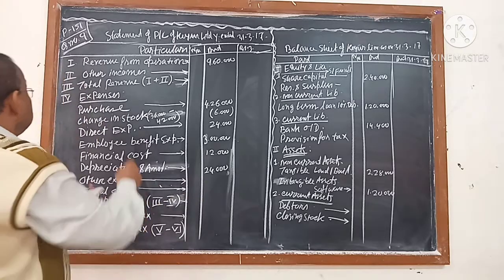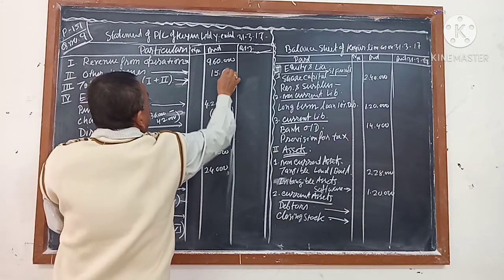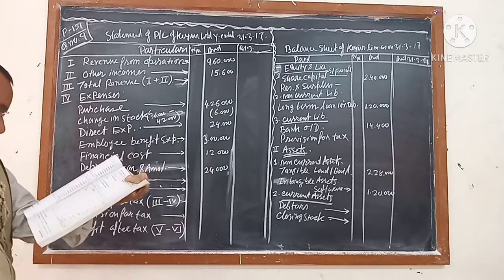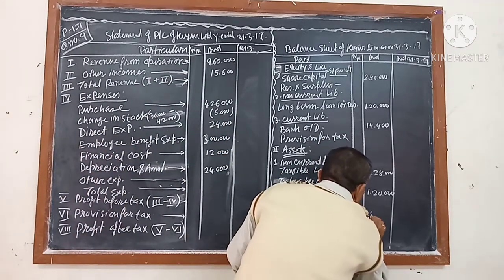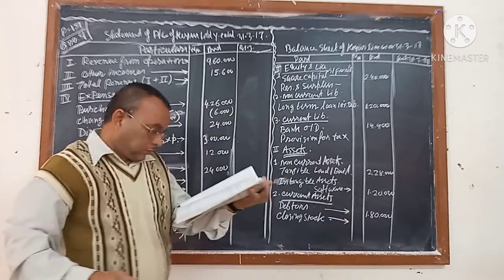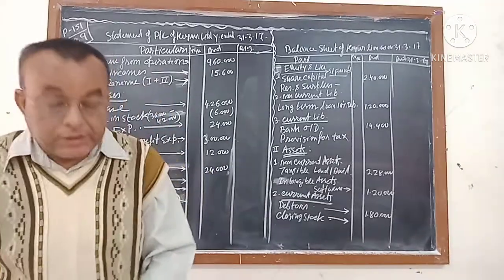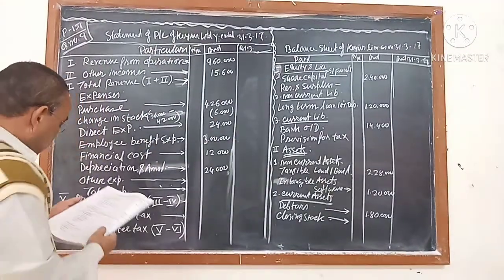15,600. This is your other income. 15,600 is the discount receipts. And debtors 1,80,000. It is given 1,80,000. That's all. This is the thing which I want to tell you. You have to write it that way.